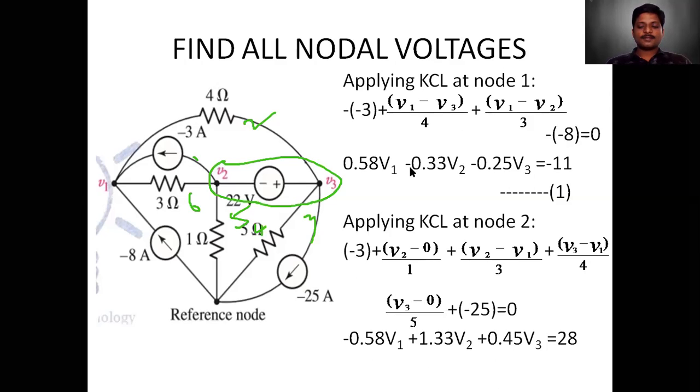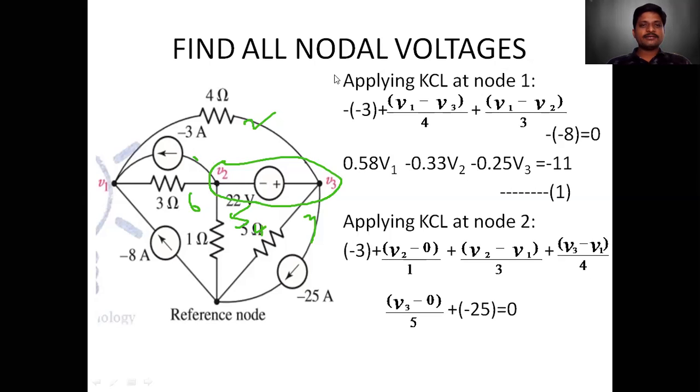So here, KCL at node 2 means the super node. I am talking about the super node. We are treating this as a single node. Therefore, we will take this as node 2, V2 and V3 as a single node. We call it a super node. There you have to apply KCL. How to apply KCL? Let us start here.